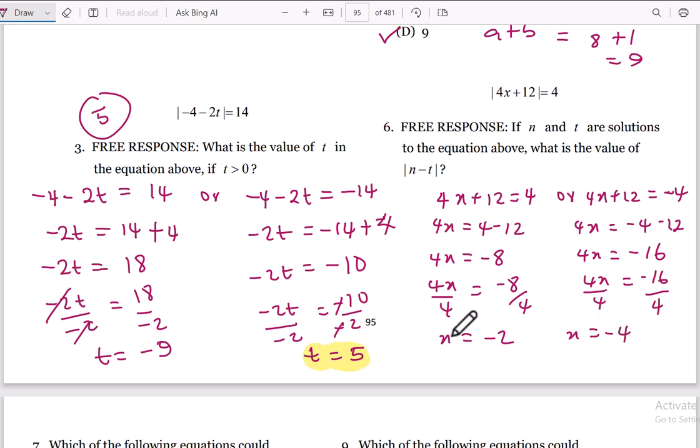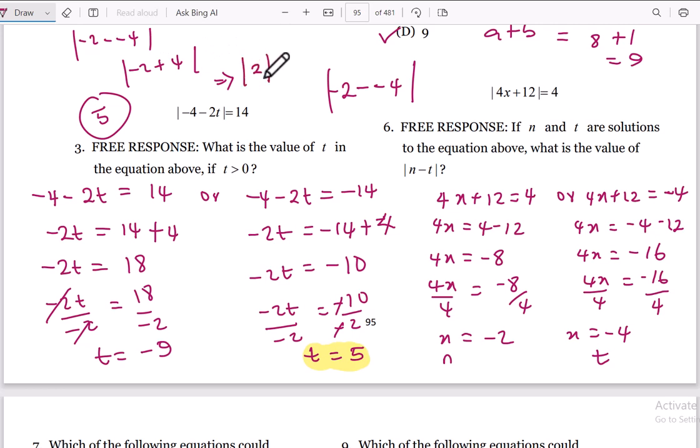And what are we solving for? n minus t. So let's call this our n and this our t. So this becomes negative 2 minus negative 4, and you put it in the absolute value function. Inside the absolute value function, this becomes negative 2 plus 4. Remember, because of these two negatives, you're having negative 2 plus 4, which is just 2, and that is the same thing as 2. So our final value should be 2. For number 6, I'm going with 2. Let's check question number 7.